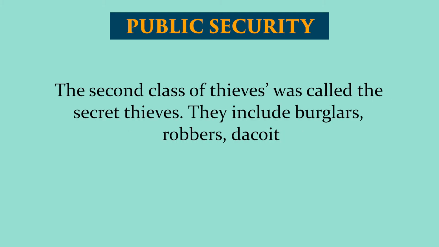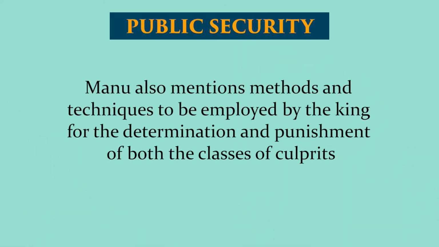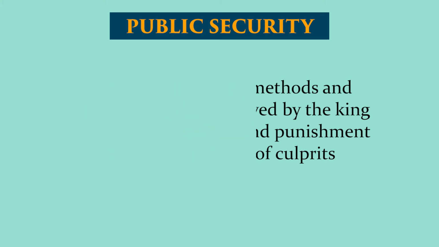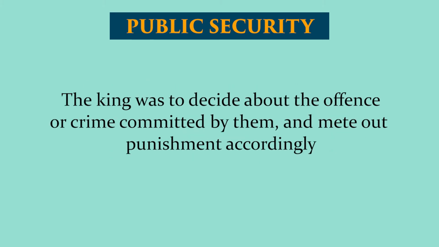The second category of thieves comprised secret thieves. They included burglars, robbers, dacoits. Manu mentions that different kinds of punishment should be provided to open and secret thieves. Different methods and techniques should be employed by the king for the determination and punishment of these two classes of culprits. The king was to decide about the offense or crime committed by them and mete out punishment according to the degree of offense.